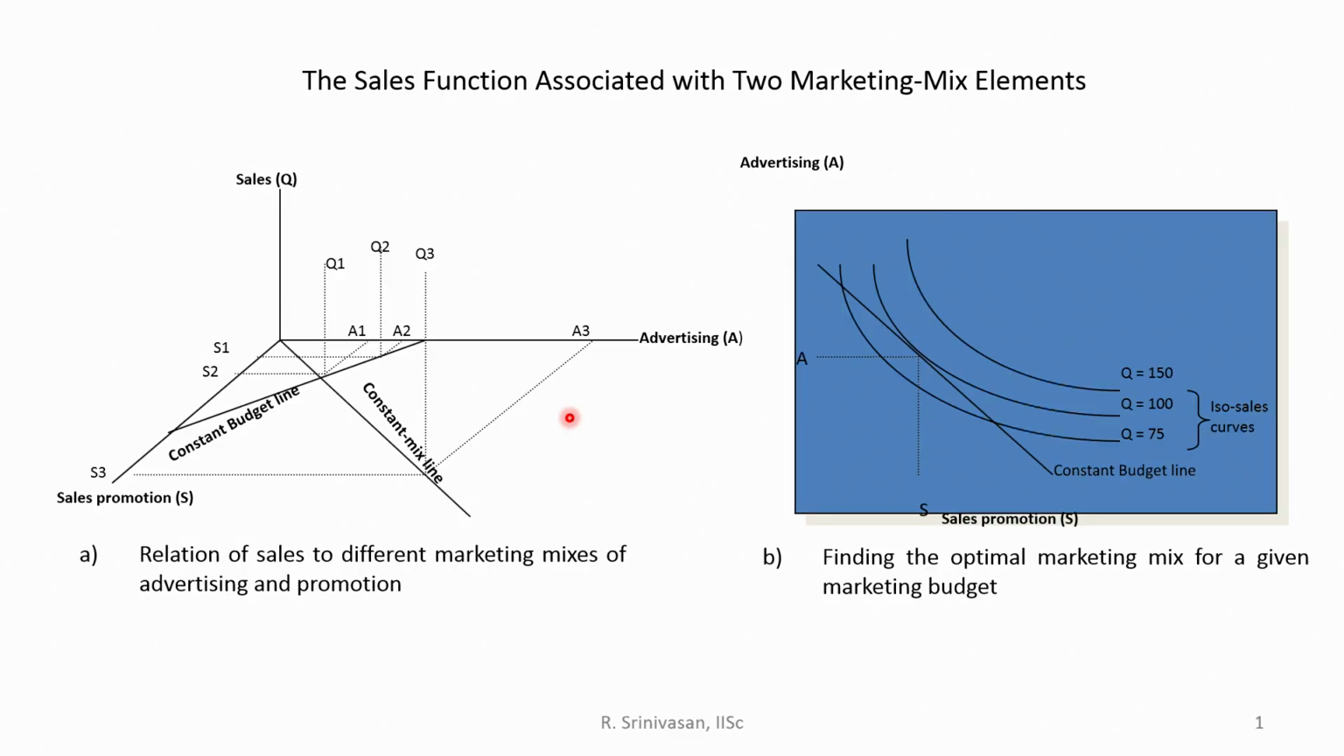We will look at in this class the sales function with respect to two marketing mix elements in this particular slide. So, what we are looking at is the expenses one company is going to incur on advertising and also on sales promotion. So, two types of graphs are presented here.